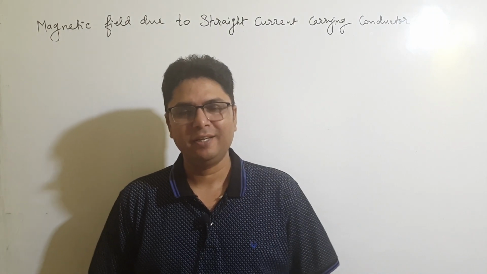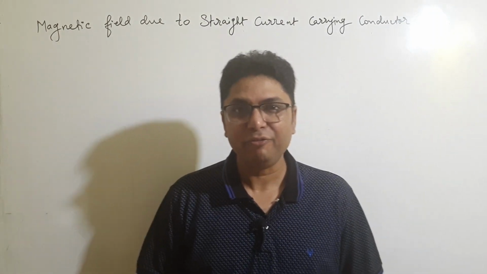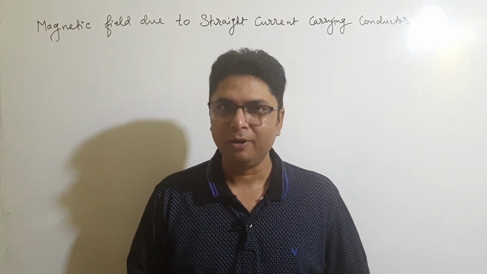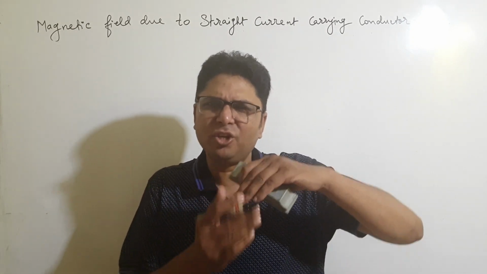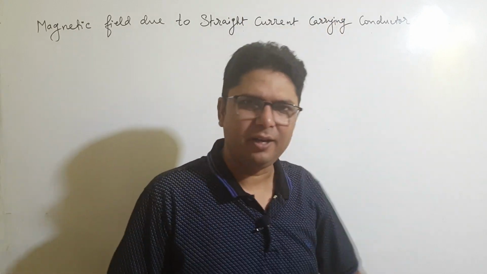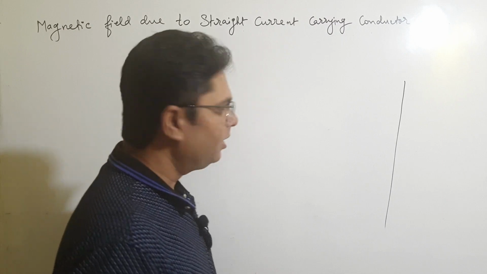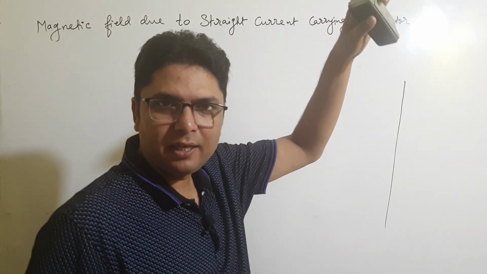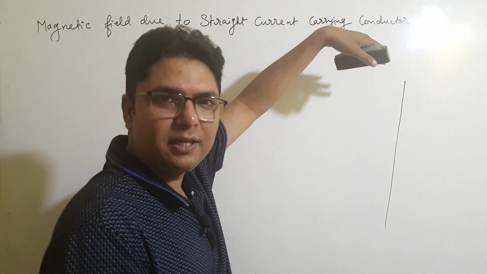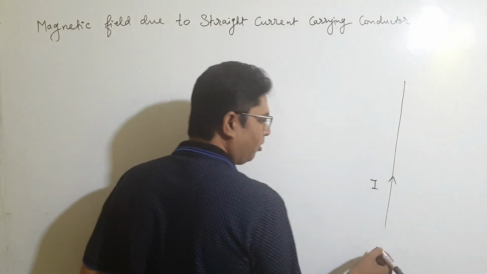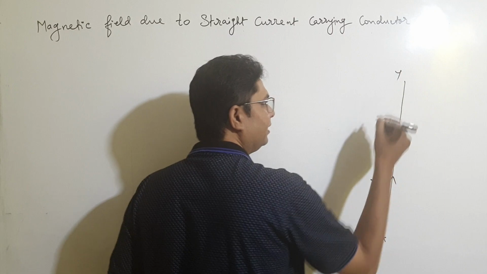Hello friends, let's learn magnetic field due to a straight current carrying conductor. For this, we require a straight current carrying conductor. Let us have it. This is a straight current carrying conductor, infinite in length. Let us take a small part of this conductor, and current I is moving from X to Y.